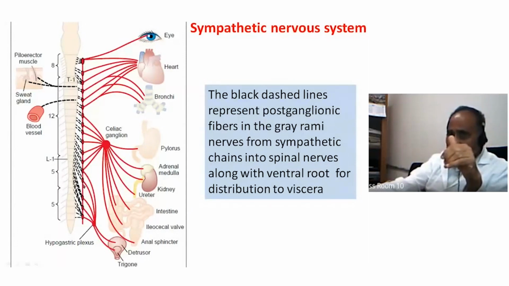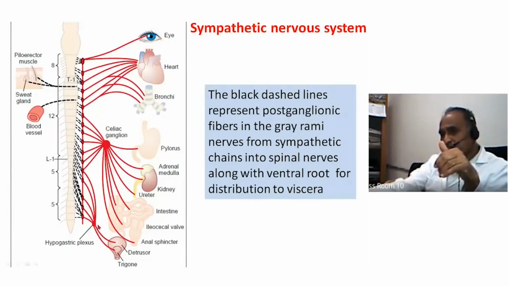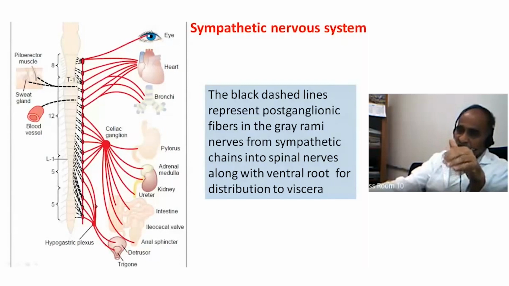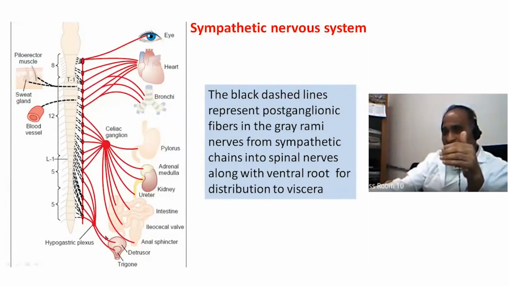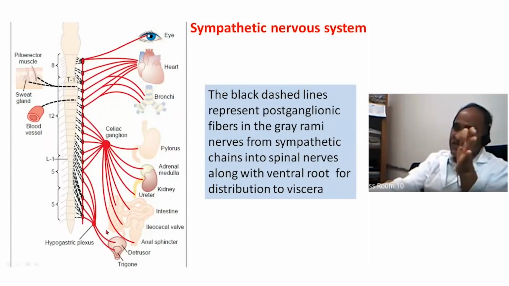Then you have the lower segments here, L1 to L5. That is the hypogastric plexus, and this one maintains the muscles of the urinary bladder, the sphincters and the trigone. So they are managed, and to a certain extent, they will also supply certain other pelvic organs, especially the seminal vesicle and vas deferens. They will produce a contraction. It is not shown here. That is one.